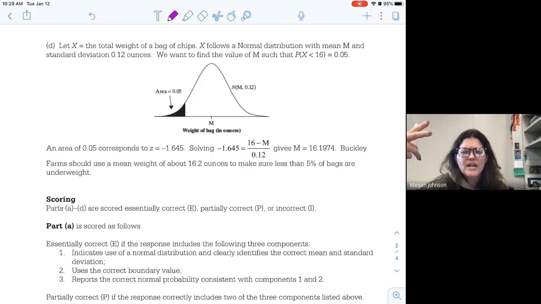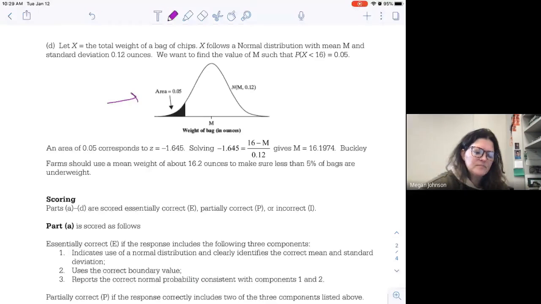Mark what it is you're trying to find, okay? You want 0.05, so they have their area marked here. You can see they've got their normal curve. They have the area of 0.05 marked, and they want this to be the 16 ounces. That's what they want. They want 16 ounces to be the marker where only 5% is less. And the question is, what is this going to be? Okay, so here's where things get a little bit tricky.